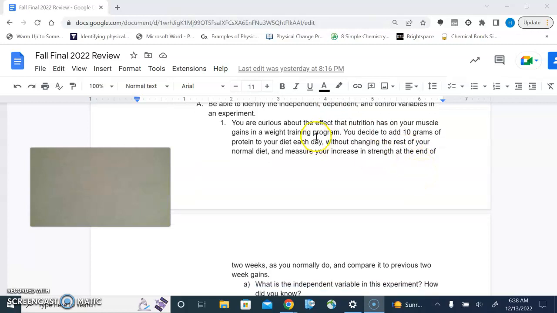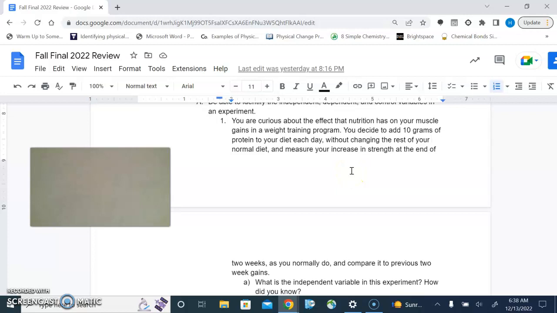So for this first example, you're curious about the effect that nutrition has on your muscle gains in a weight training program. You decide to add 10 grams of protein to your diet each day. Okay, so that's what we're changing, right? Without changing the rest of your normal diet, so that's something we're controlling. And then we're going to measure increased strength at the end of 2 weeks as you normally do and compare it to the previous 2 weeks gains.